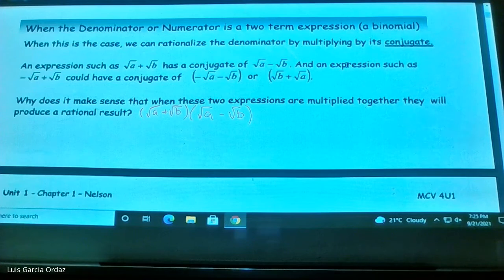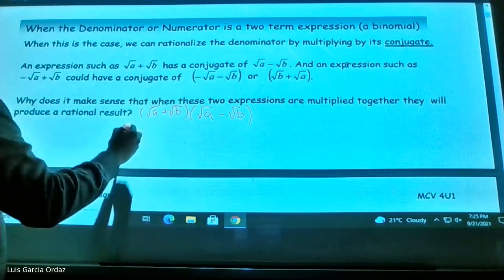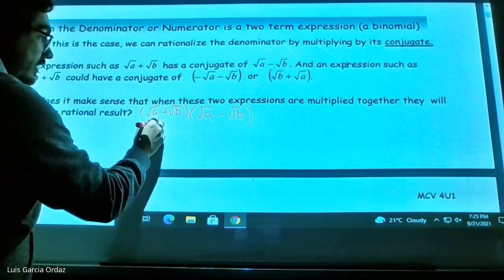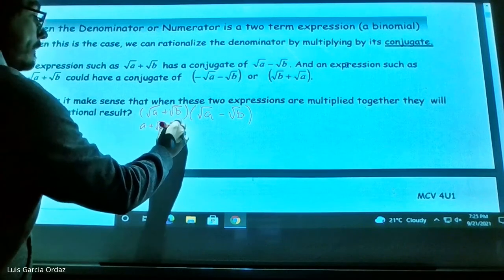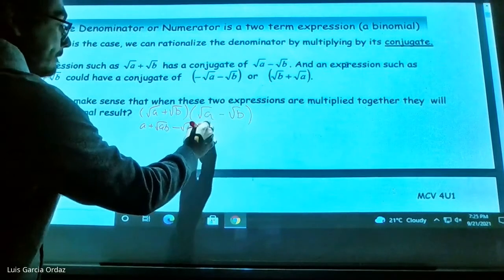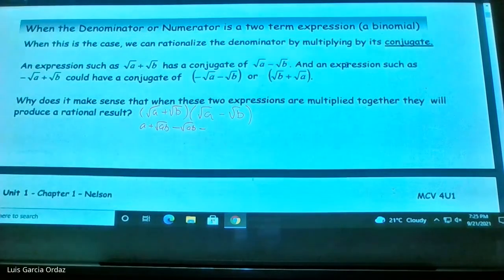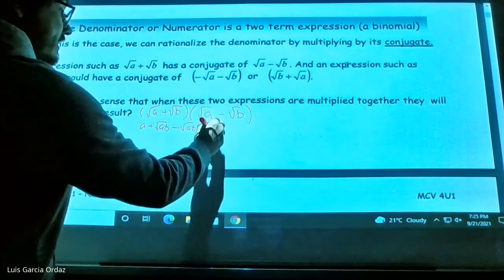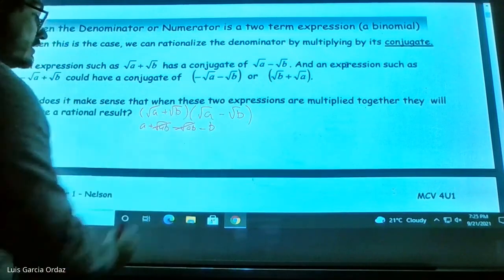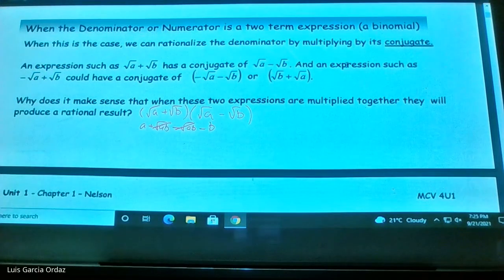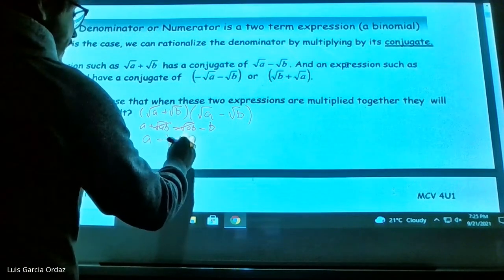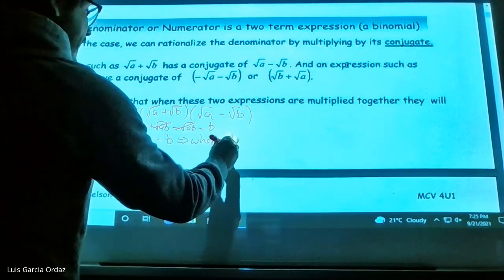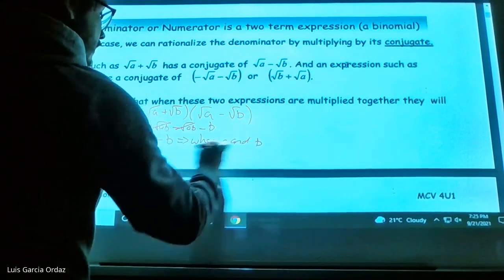It's a difference of squares, okay? Because when we multiply everything back in, we get a, plus root a times root b, so root ab, minus root ab, minus b, okay? And as you can see, these two cancel out, which is the property of the difference of squares, and we're left with a minus b, where a and b are both rational.